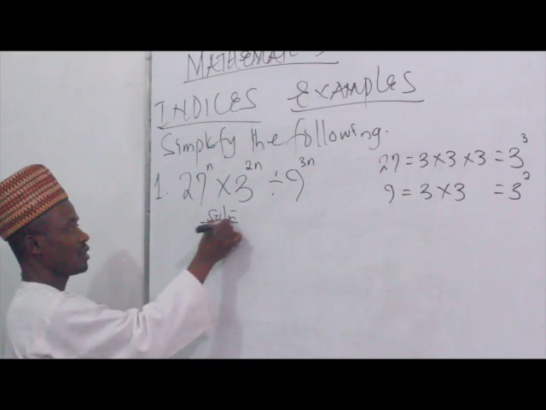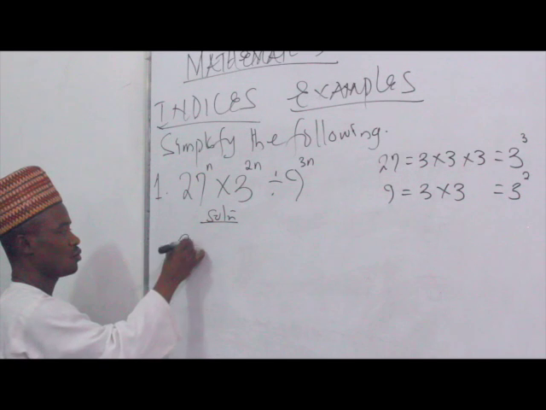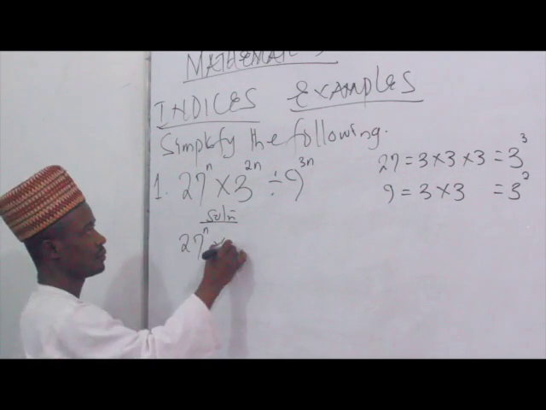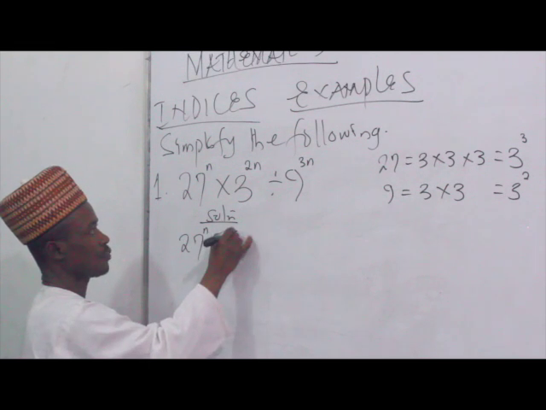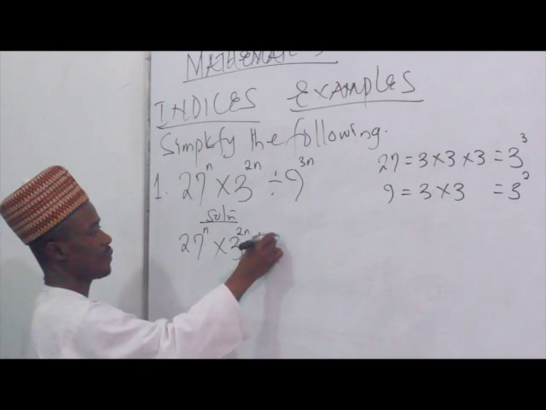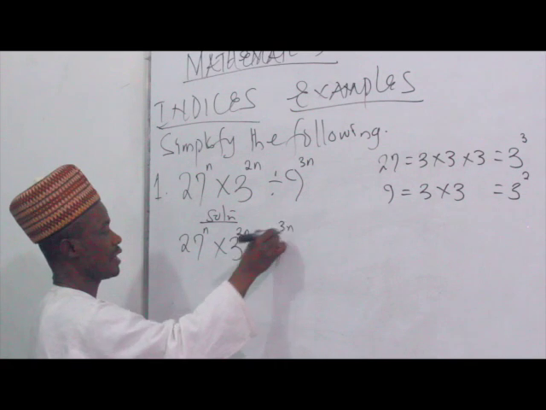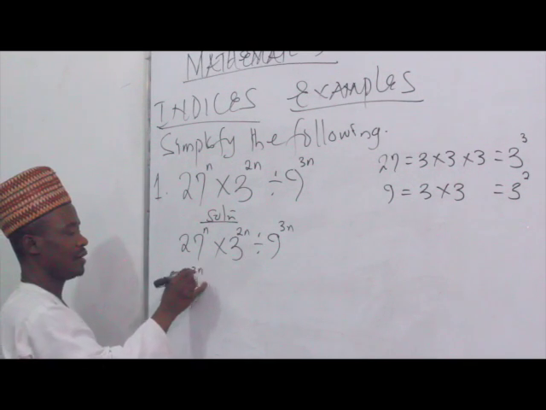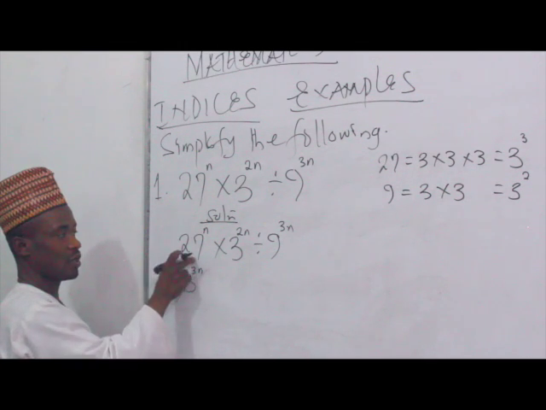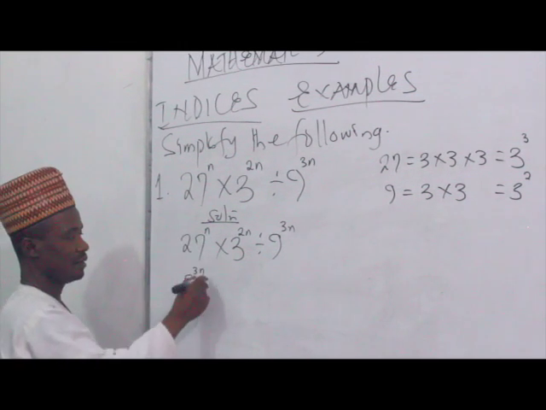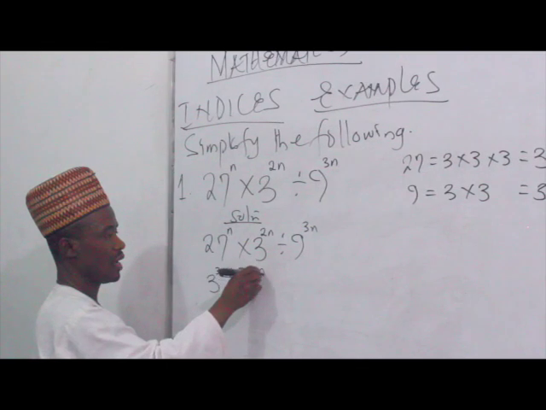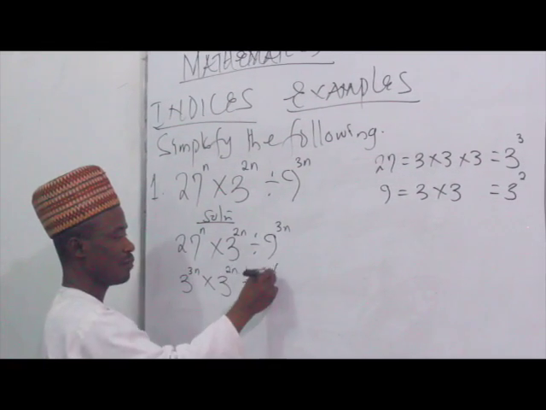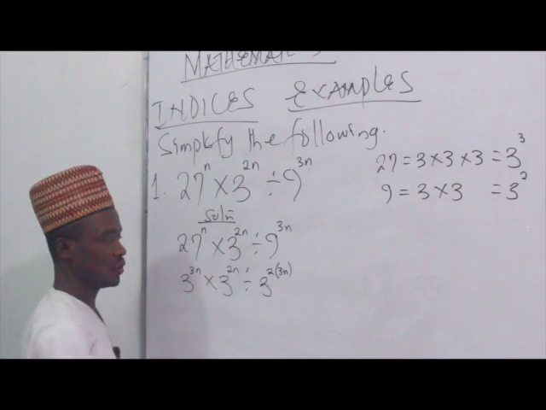Let's say solution comes here: 27 raised to the power of n times 3 raised to the power of 2n divided by 9 raised to the power of 3n. This will be the same thing as 3 raised to the power of 3, for 27, times n, times 3 raised to the power of 2n, divided by 3 raised to the power of 2, for 9, multiplied by 3n as the initial exponents.